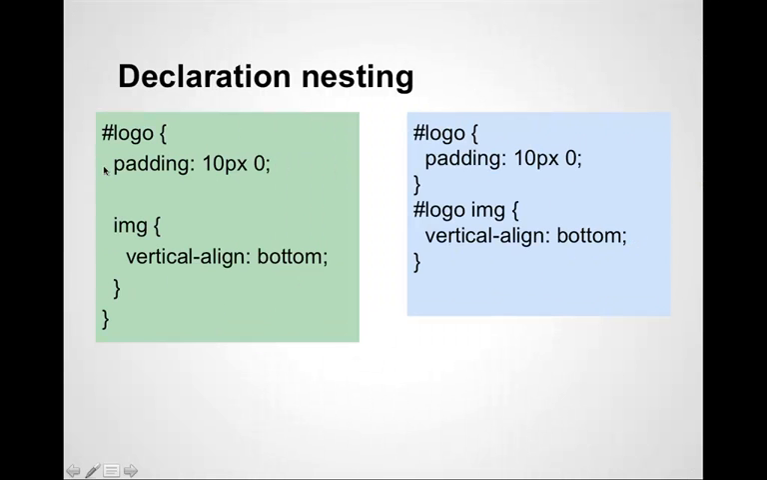So in your logo ID, you're giving it padding of 10 pixels here, and you're also nesting underneath this logo ID an image with a vertical line at the bottom. And when you compile that, it automatically creates logo ID image. Are there any questions about this or how this is going to work?